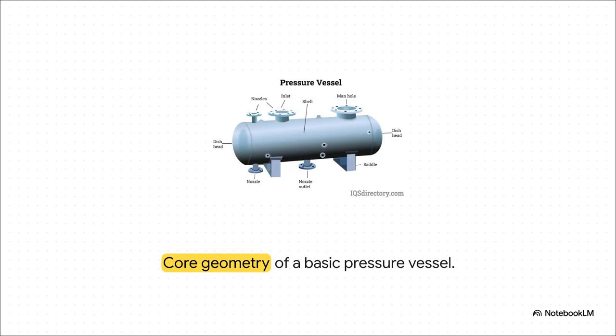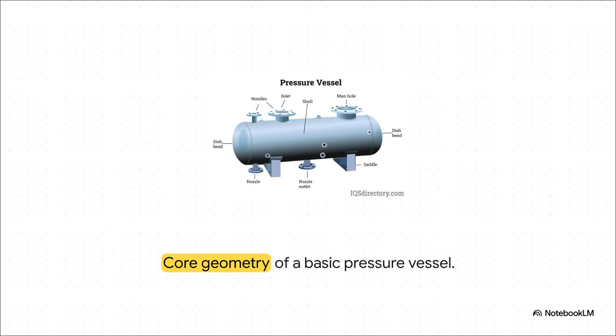Now, what's really interesting about this slide is how we can visually anchor these concepts before we even think about throwing math at you. Notice how a pressure vessel isn't just one uniform shape. That straight cylindrical part right in the middle, we call that the shell. And then look at the two ends capped with those curved sections. We call those the dish head, or sometimes simply the head.